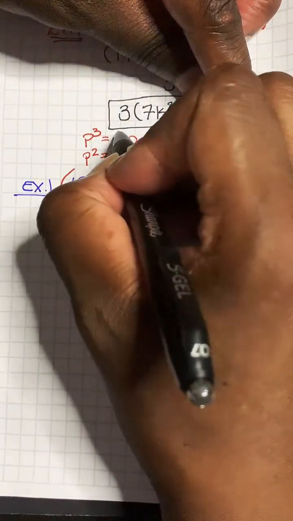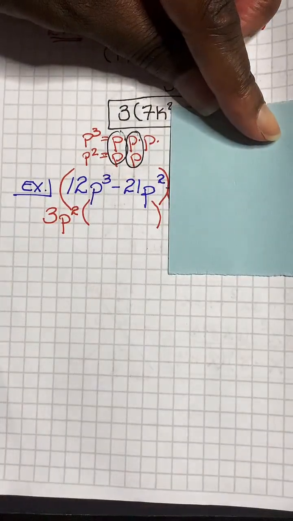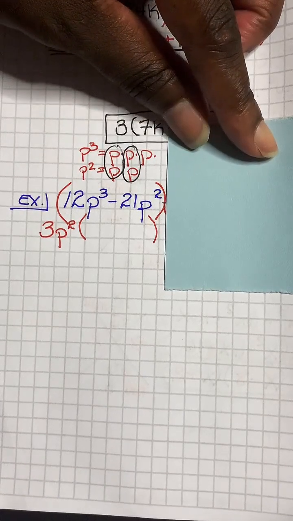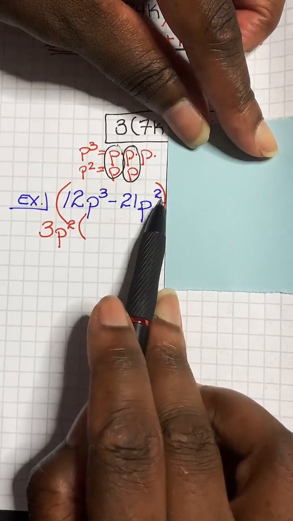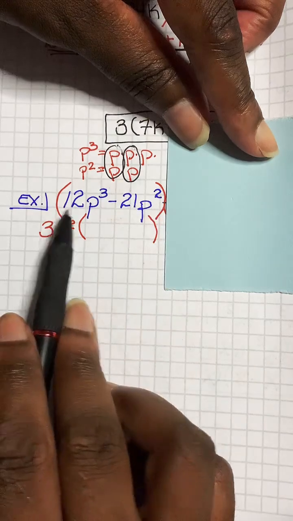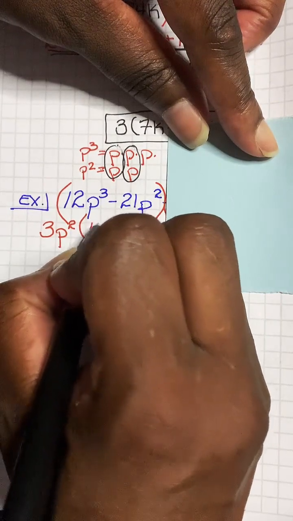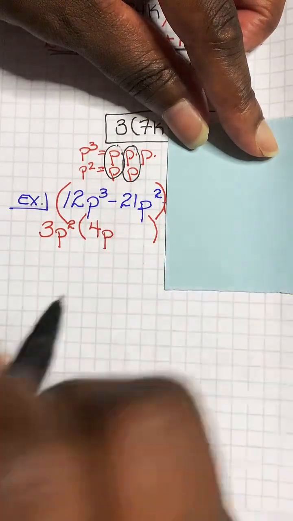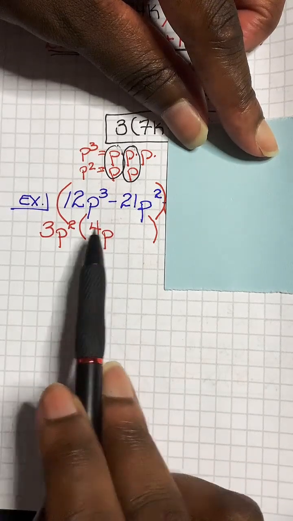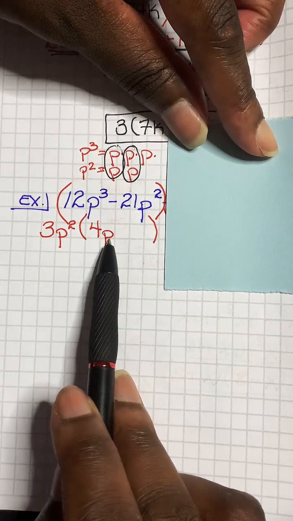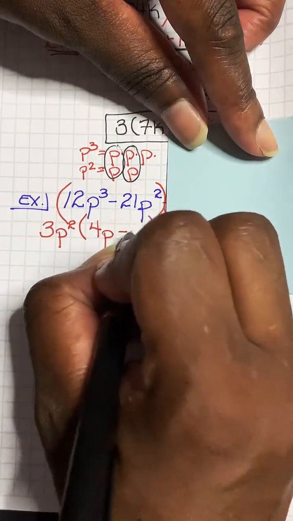So they have 2 groups of P's paired off in common. Now, shortcut to it, if they both have P's, always pick the one with the lowest exponent. So 12p cubed divided by 3p squared, when you divide, you subtract the exponents. I have 3 P's here. I take out 2 P's. That means I got 1 P left. Negative 21 divided by positive 3, that gives me a negative 7.